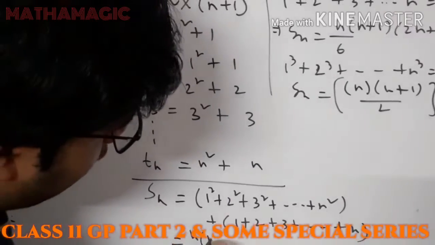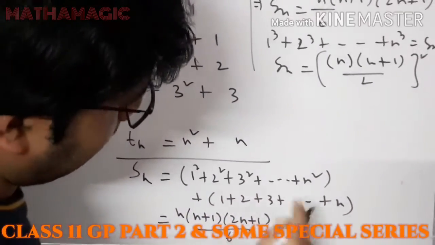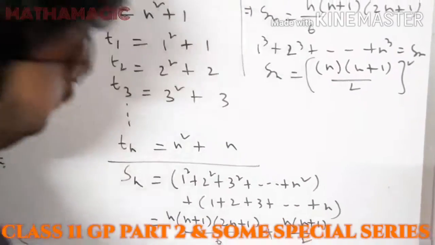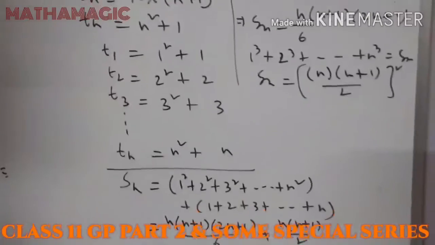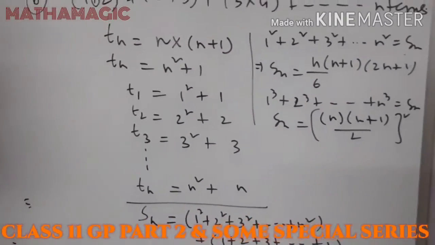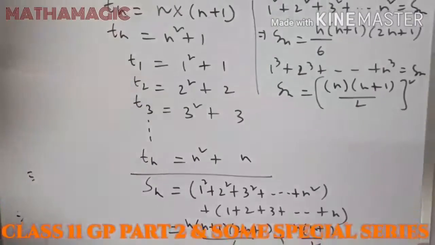So it will be n into n plus 1 into 2n plus 1 divided by 6, and this is the most common AP series. We know the formula, n into n plus 1 by 2. This is the sum. You can do the LCM and find the simplest form. So this is how we can solve this kind of problems. So please note it down so that we can move to the next one.